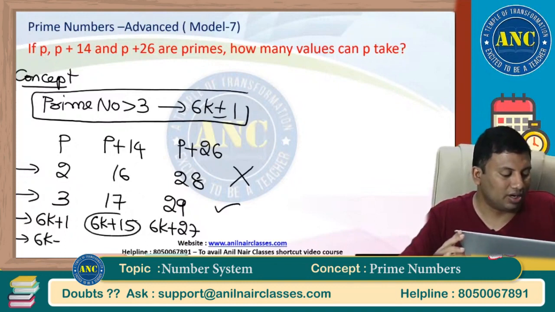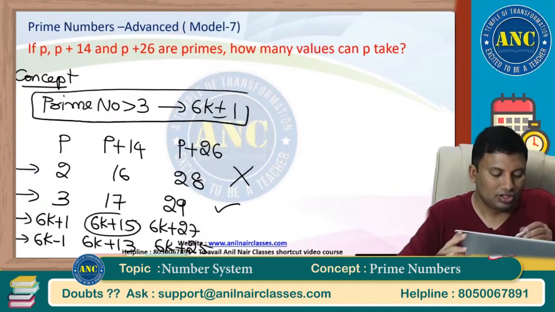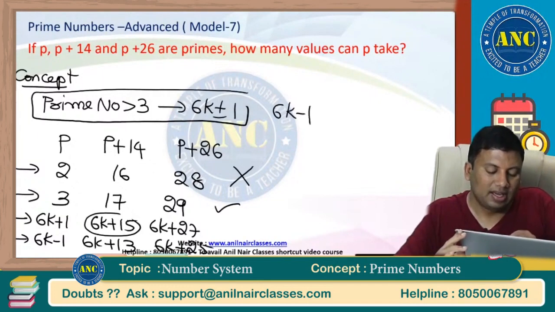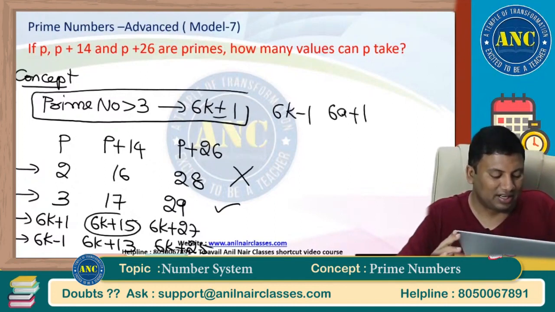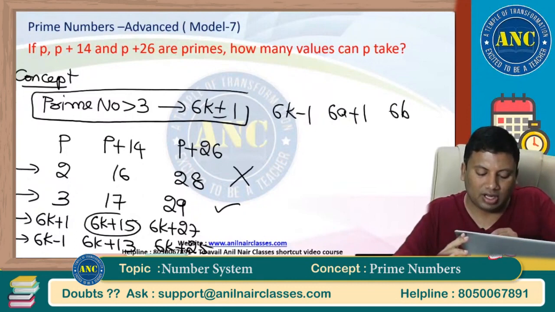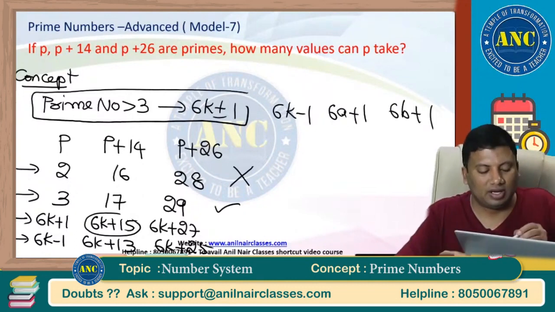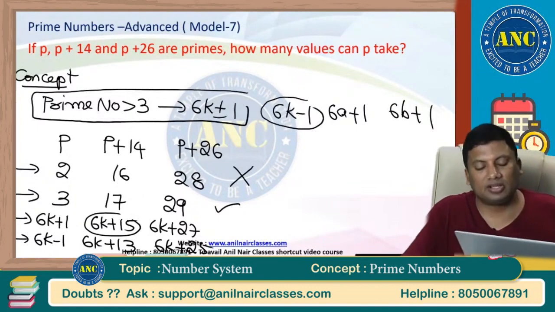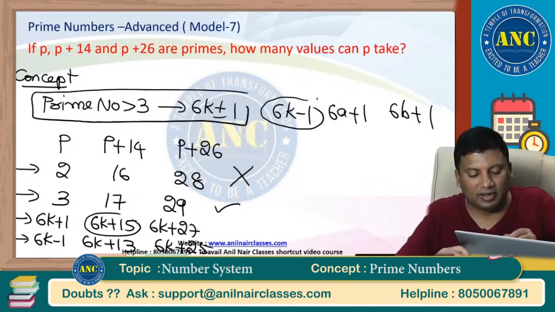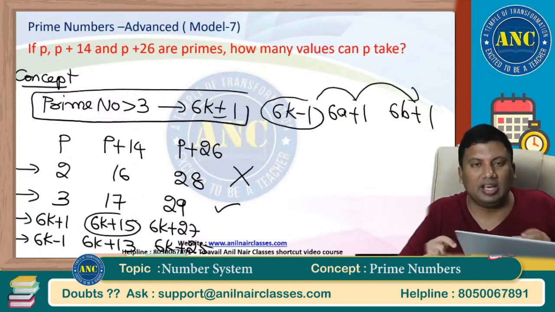6k minus 1, 6k plus 13 and 6k plus 25. So 6k minus 1, if I take k plus 2 common, this is 6a plus 1. If I take k plus 4 common, it is 6b plus 1. There are a few prime numbers of the form 6k minus 1 which give the other two numbers as prime numbers.